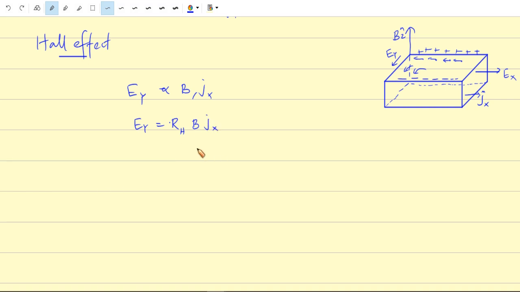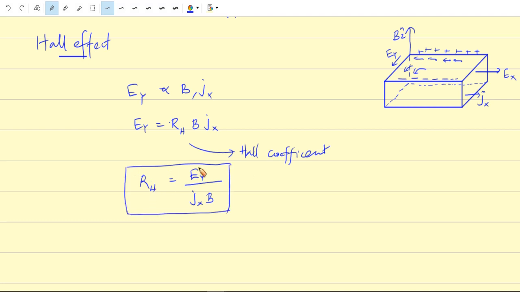So this constant is called the Hall coefficient. So the Hall coefficient RH is equal to Ey divided by Jx B. Okay, so this is the Hall coefficient. So the Hall coefficient is given by the ratio of the electric field, the Hall field, to the product of current density and magnetic field.